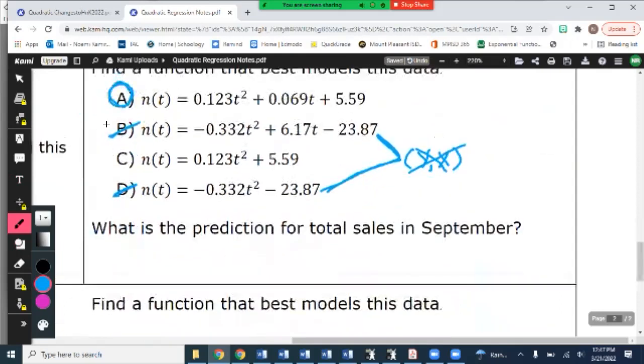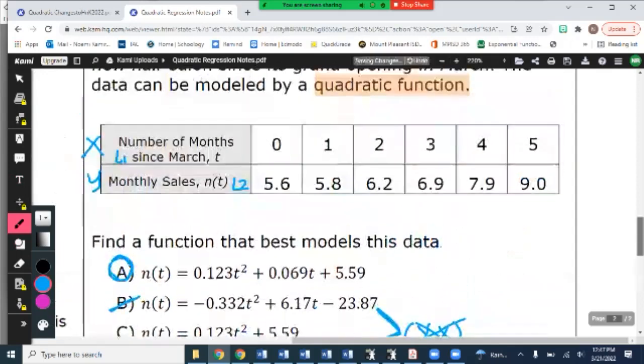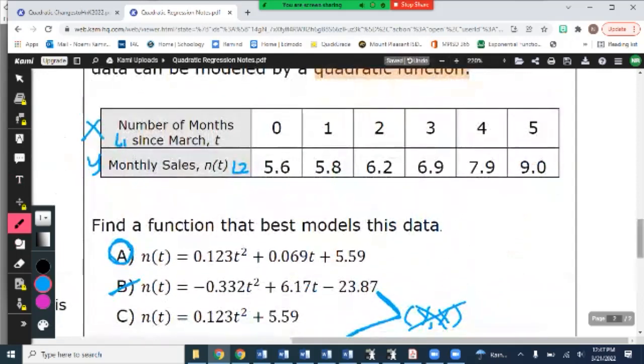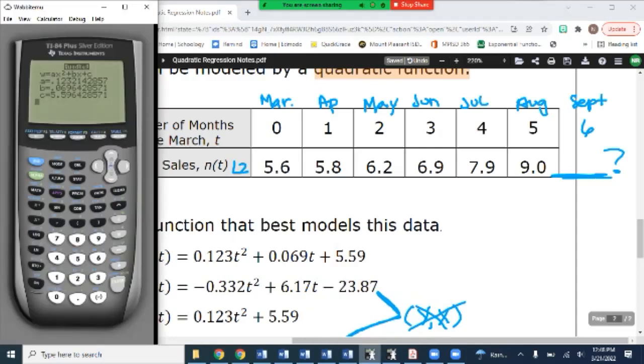All right, now it says, what's a prediction for the total sales in September? We don't actually have months, but we should, based on the title, know that 0 represents what? 0 represents March. So the 1 represents 2, 3, 4. So what number are we looking for? Number 6. What is my Y value if my X value is the number 6?